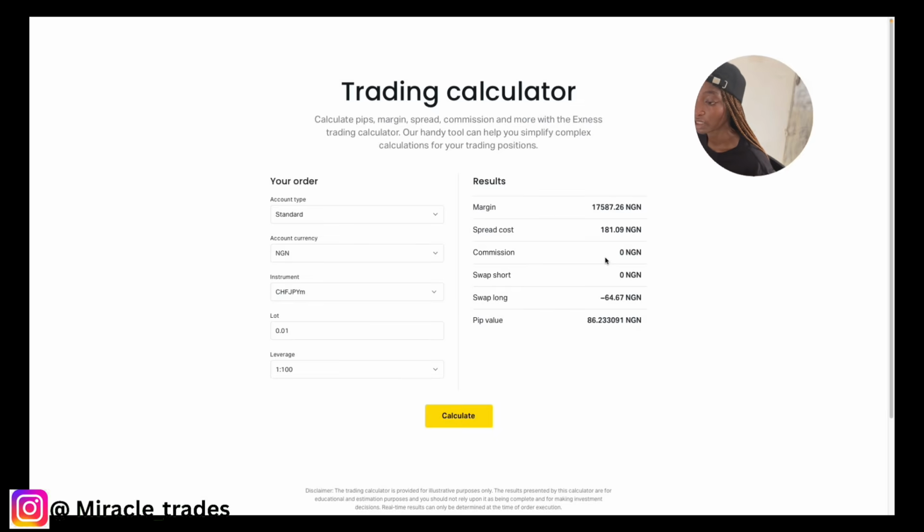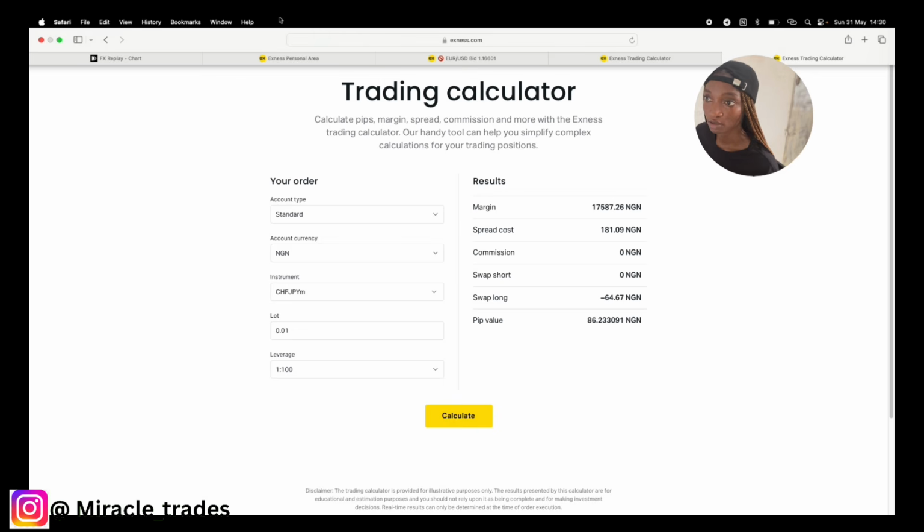So the commission right here is basically 0. That means Exness does not take commission for a standard account. And for swap, if you hold your short position overnight, Exness does not take a charge for that, and for swap long, they only take 64.67 kobo Naira. So for pip value, that is to say for every pip your trade moves in CHFJPY, this is what you make. This is something that can help you get to know more about what you're doing.